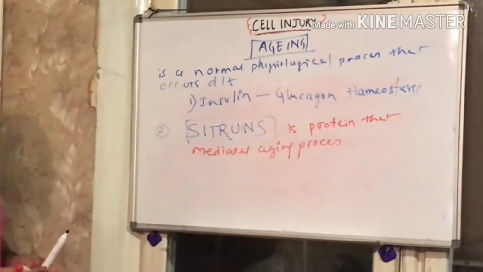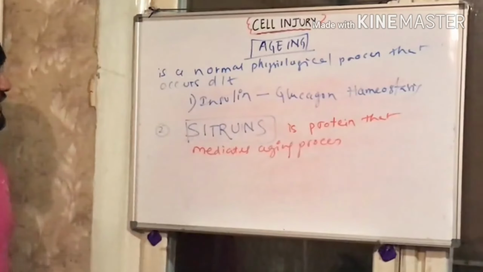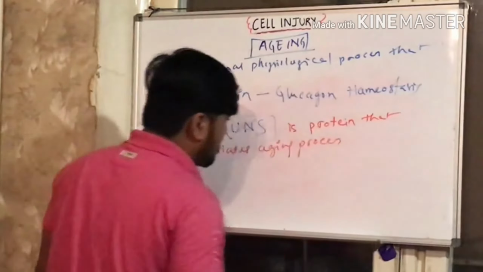So 2 things you have to remember in aging. First one is it's a normal physiological process that occurs due to insulin glucagon homeostasis, and second thing, citroins is the protein that mediates aging process. Okay, write it down.